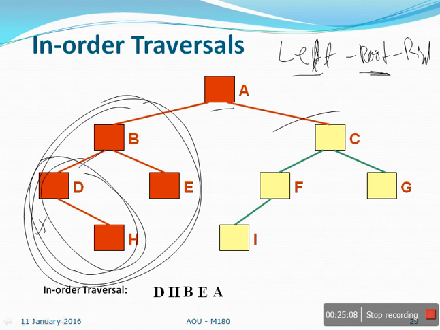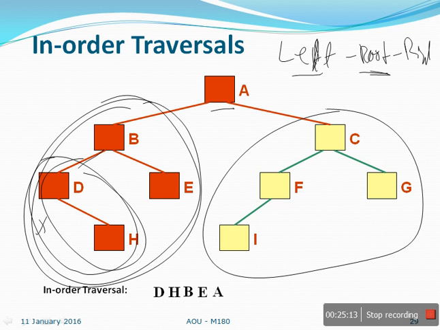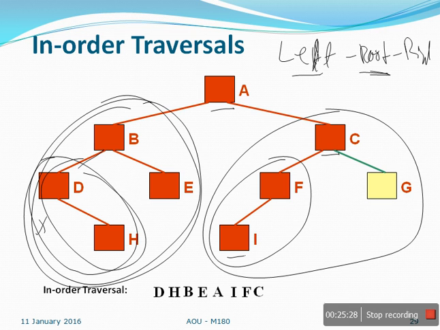So you process A and go to the right. Now right is again a subtree here. In this subtree, process the left of the root. C is the root, left of it is F. F is again a root for this subtree, left of it is I. Now process I, then process the root F. There is no right, process the root C. There is a right for C now. After C it is G, so you process G. Now here is your in order for this tree, that is DHBEAIFCG.